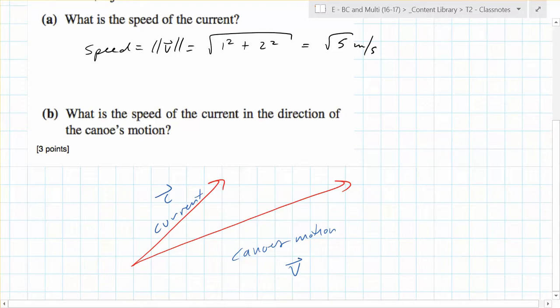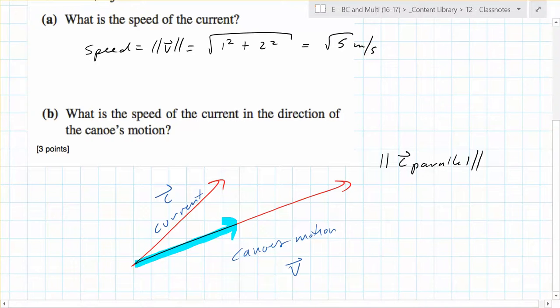Yeah. So it's asking you for what? It's asking you for what is the speed of the current in the direction of the canoe's motion. So which vector is that if we're going to draw it in here? This vector that ends right there. So it's parallel. It's the magnitude of C parallel. That's what it's asking you for. The magnitude of C parallel. Is there one L at the end of parallel? Yeah, one pair. It's the magnitude of C parallel.